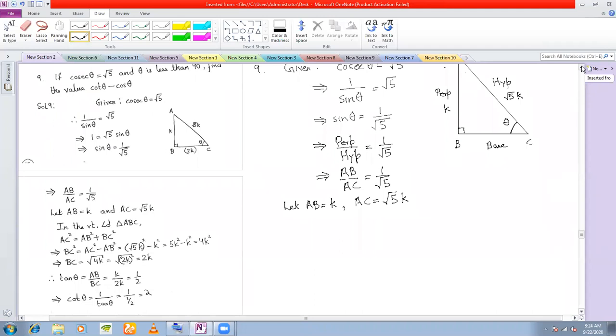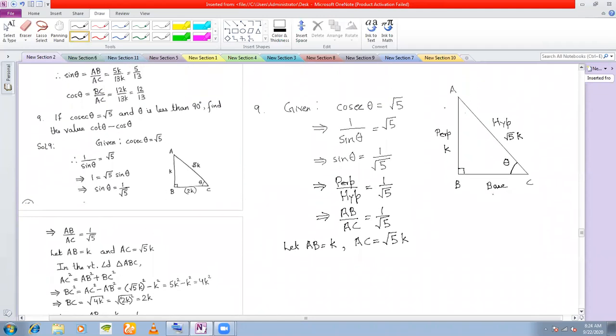Now with the help of Pythagoras theorem, we can find out the base. Base is the unknown side. So we find the base in triangle ABC. AC square is equal to AB square plus BC square. Now put the values here. AC is root 5K, AB is simply K, and BC we need to find out.